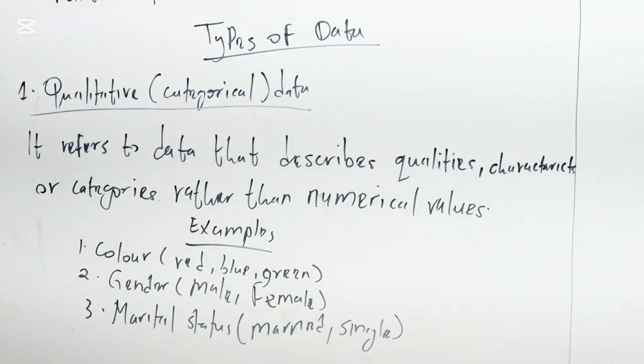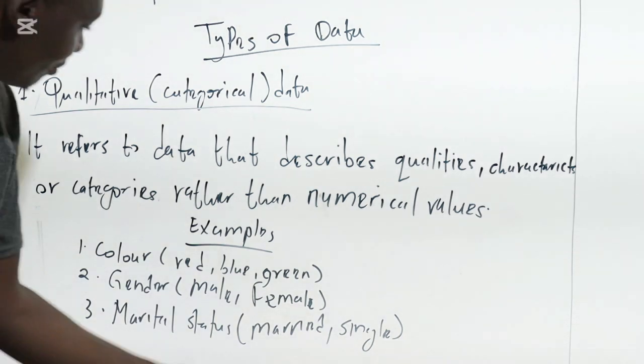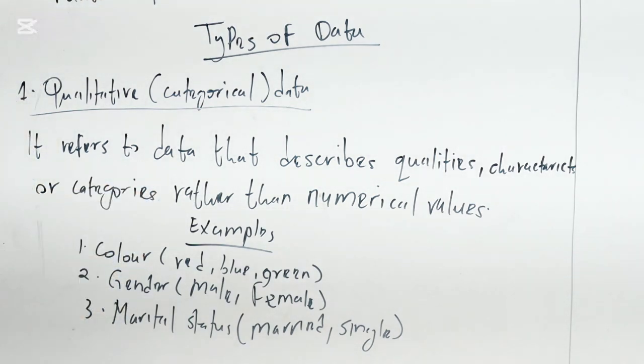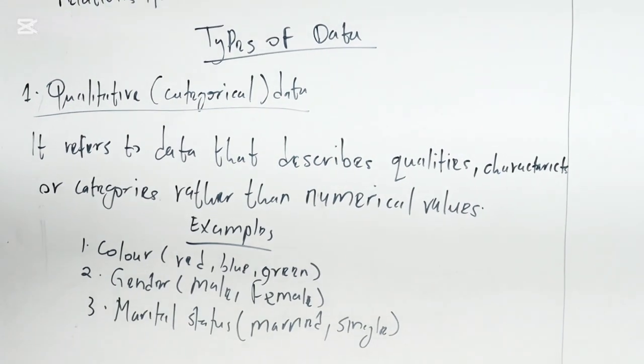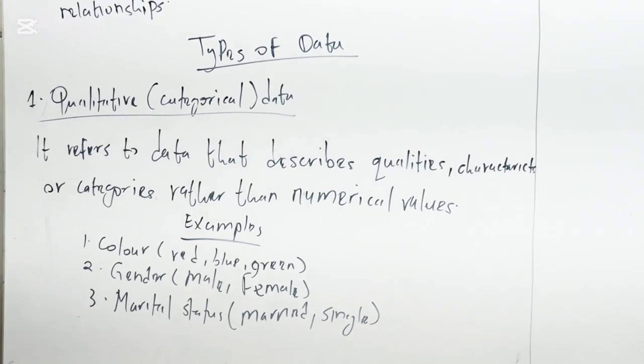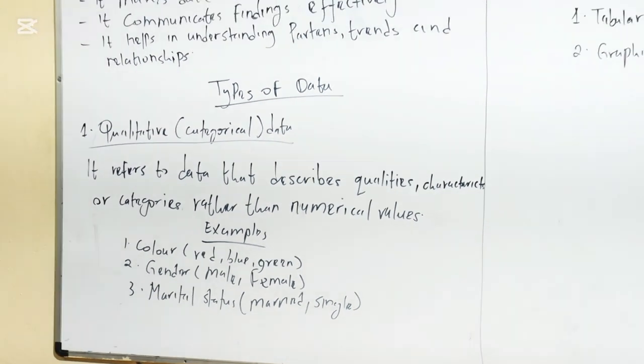If it is gender, we have what? It can be either male or female. If it is marital status, it can either be married or single. If it's about education, either illiterate or non-illiterate, or learned or non-learned. So categorical data is data which has 2 outcomes, some 2 categories.